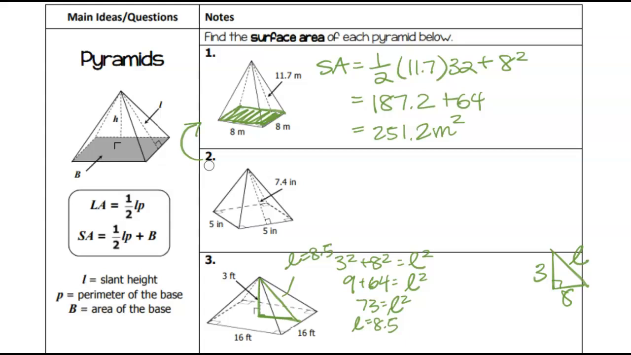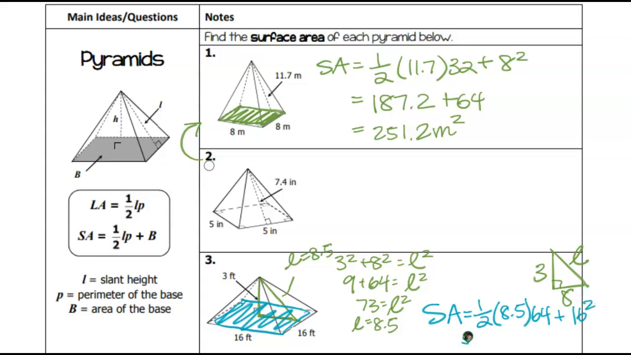So surface area, I'm going to take 1/2 L times P, the perimeter of the square at the bottom here, which is 16 all the way around, so 16 times 4 is going to give me my perimeter, which is 64. My slant height was 8.5, so I have 8.5 times 64, and then I'm going to add my base area, which is 16 squared. I do have a square base here.